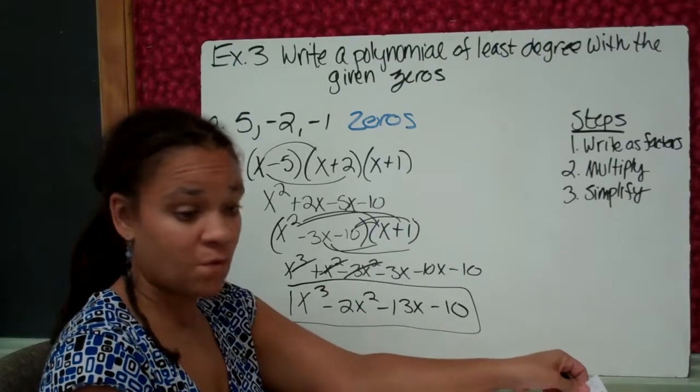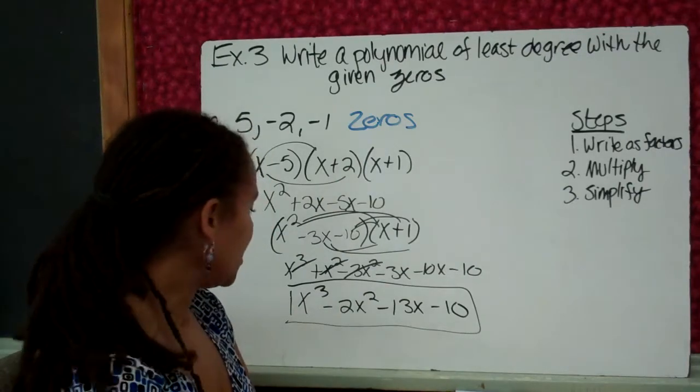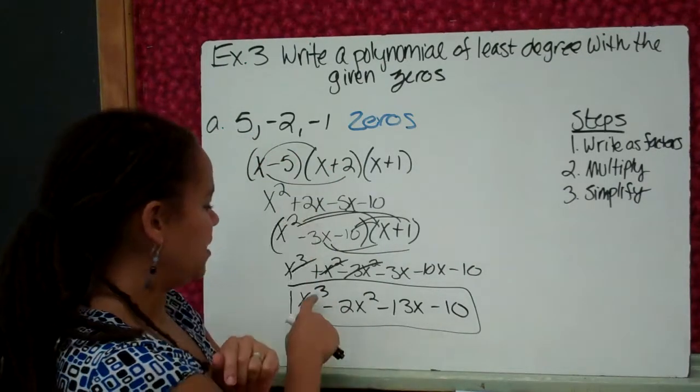This is the equation for the polynomial that goes through the following zeros. And notice they gave us 3 zeros. It has a degree of 3.